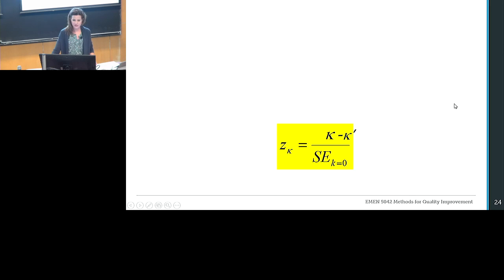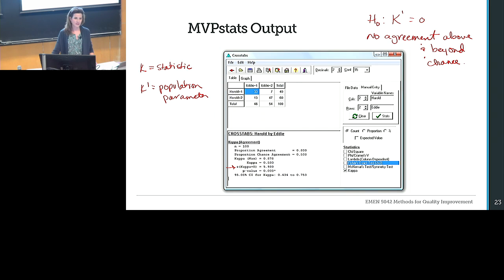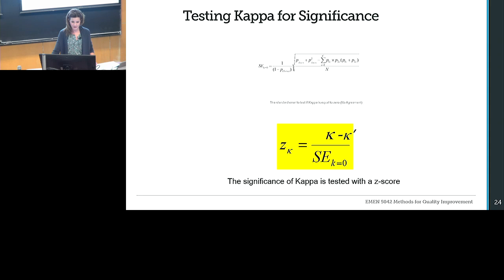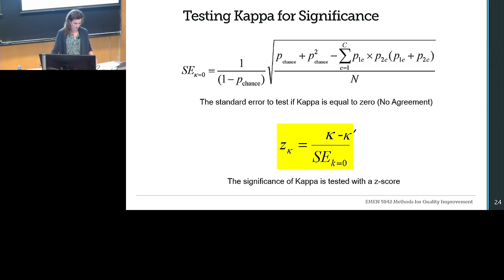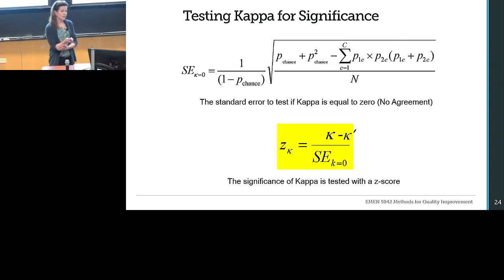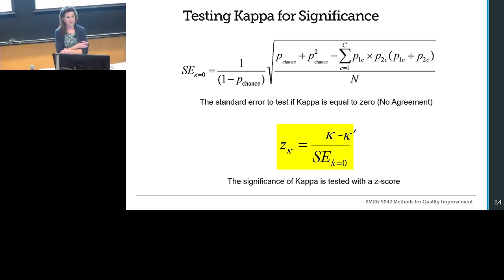All right, so that's what we're doing. If we fail to reject, there's no agreement beyond chance. It was just chance, so we have some work to do. If you do reject, though, there are some confidence intervals that we'll have to calculate. That's challenging, but I have a spreadsheet you can use to calculate confidence intervals. We also have them on MVP stats. Again, this is the statistic we're using to compare to kappa prime, and this is the calculation for the standard error when kappa is equal to 0, no agreement. We're testing this with a z-score, basically.